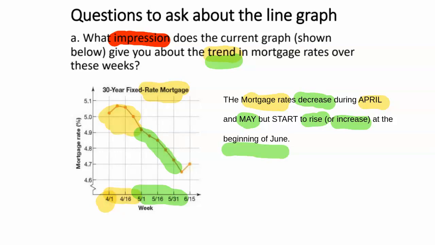Now, notice certain words. I talk about mortgage rates because I'm talking about trends. I need to give the impression about the current trends. I need to then use words like increase, decrease, rise, and then I've got to kind of talk about the timeline. I have April, May, and June. Notice I have the words April, May, and June in my explanation. And these are my words: increase, decrease.